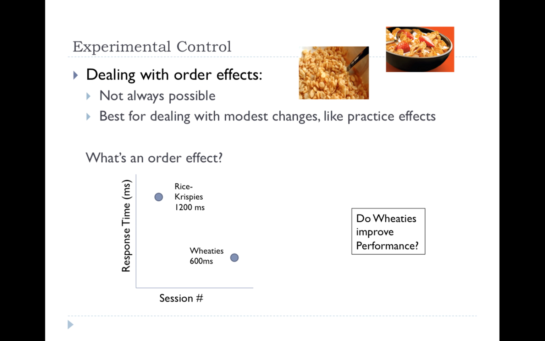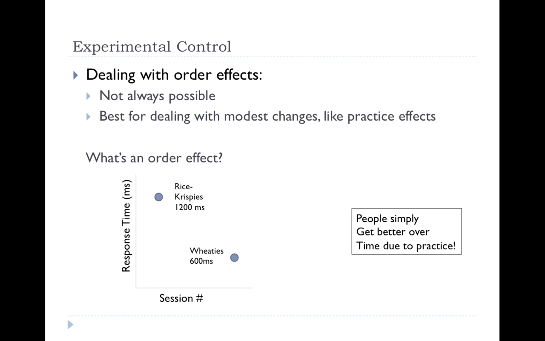So you might say, well, clearly Wheaties is much better, but it's also possible that the improved performance is actually due to a practice effect. So to handle this order effect, we might actually consider doing a different design than just having one day with Rice Krispies and one day with Wheaties, because we want to make sure that the improvement with Wheaties is not due to simply a practice effect, which is quite possible. So how do we do this?